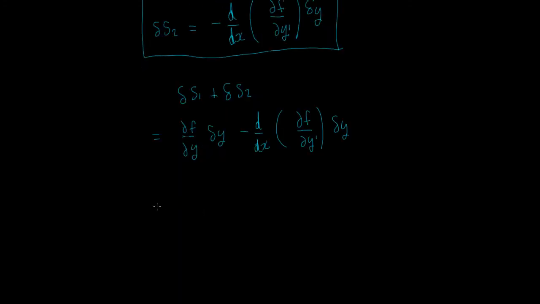And now, I hope I've got enough space at the bottom here. That's going to equal, take out the common factor of delta y, partial f by partial y minus d by dx of partial f by partial y derivative. Okay, so that's us got that there.